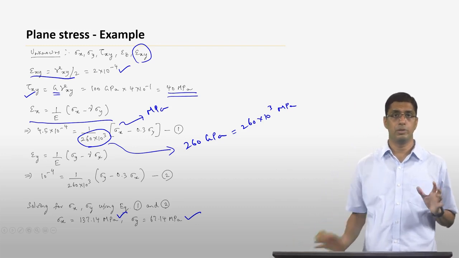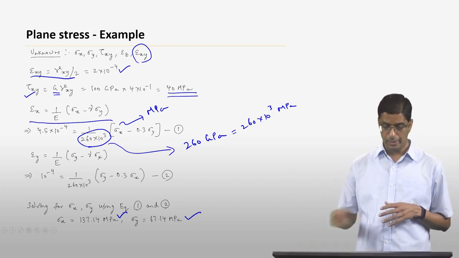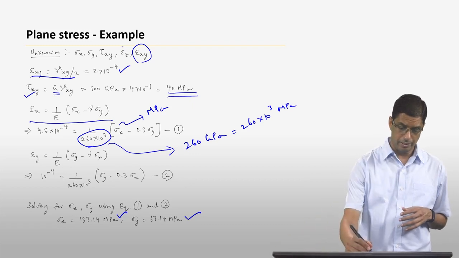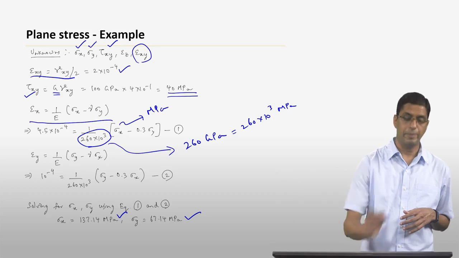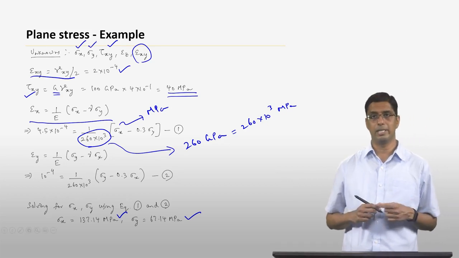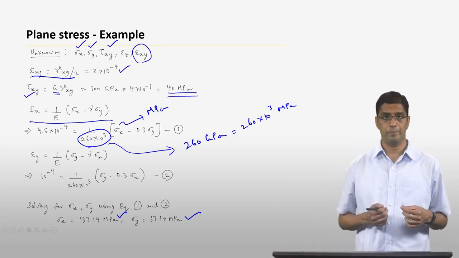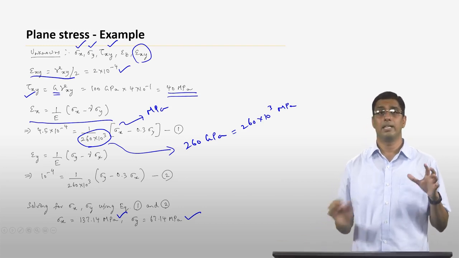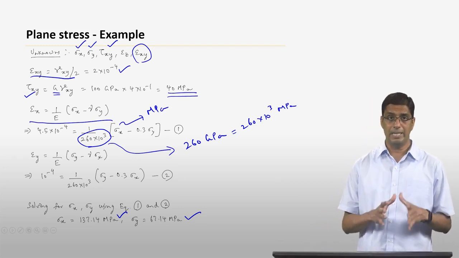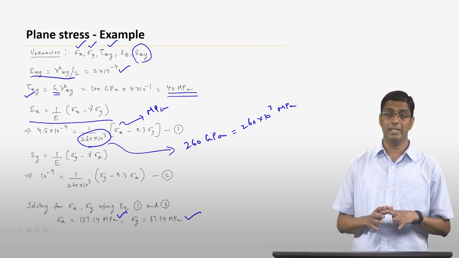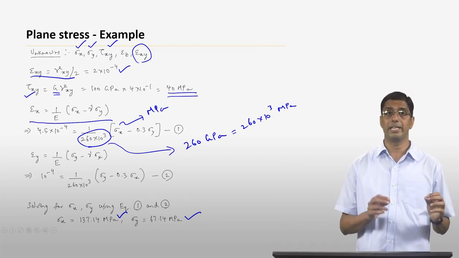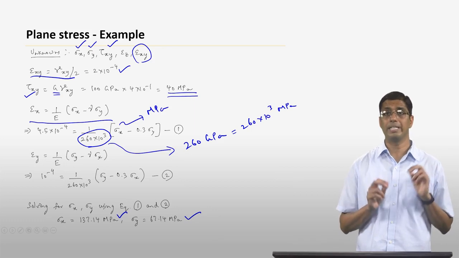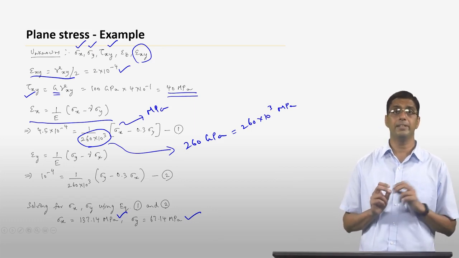So we already know epsilon xy, we already found out tau xy, and now we have found sigma x and sigma y. So the only unknown that is still left is epsilon z. And again, I want to remind you that this is a plane stress problem in the xy plane, but the strain in the z direction, or the normal strain in the z direction, is not zero. So epsilon z is typically not zero.